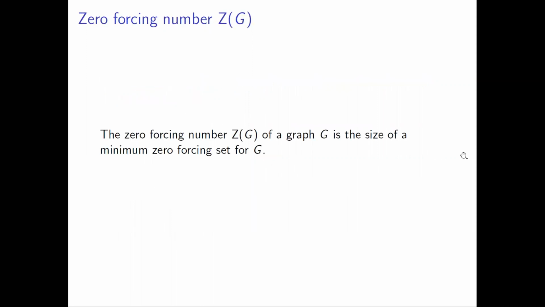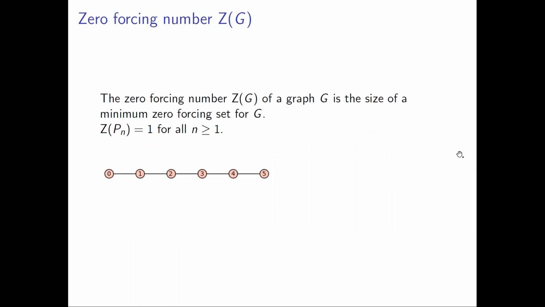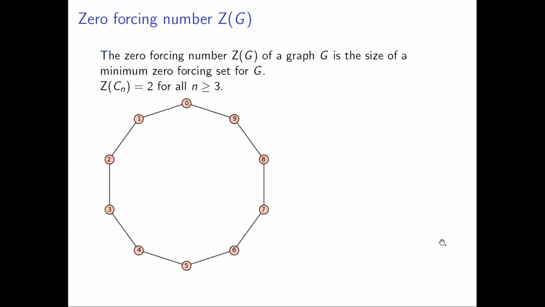The zero forcing number of a graph is defined just in terms of the minimum zero forcing sets as their size. For example, the path, we saw the minimum zero forcing sets were the endpoints, so the zero forcing number is 1. For the cycle, the zero forcing number is 2, because the minimum zero forcing sets have size 2, and they are adjacent pairs of vertices.